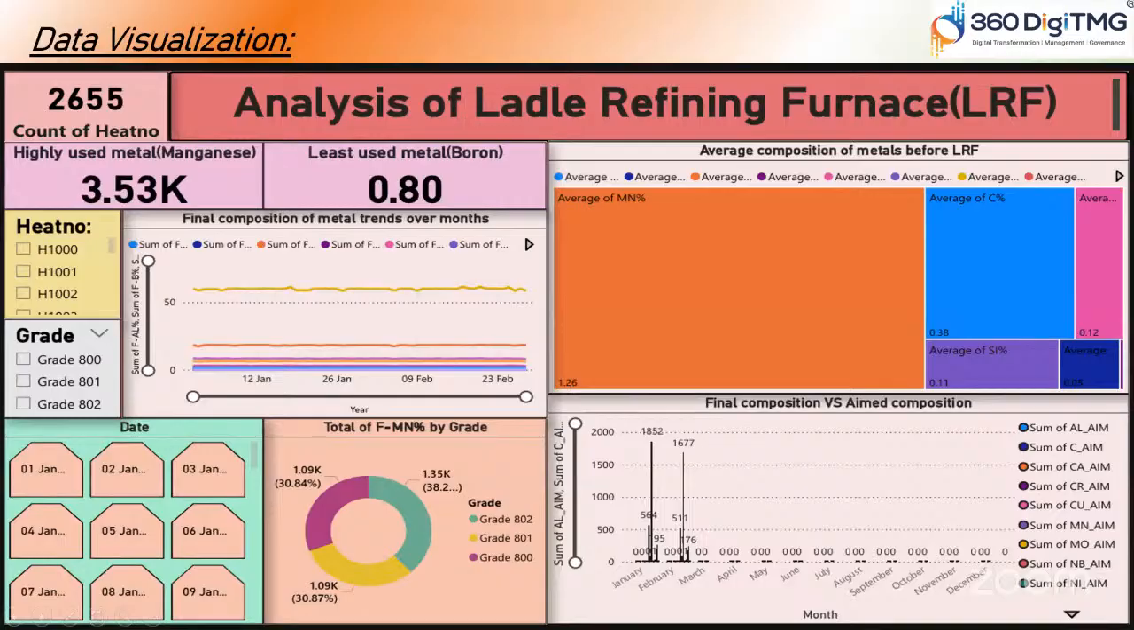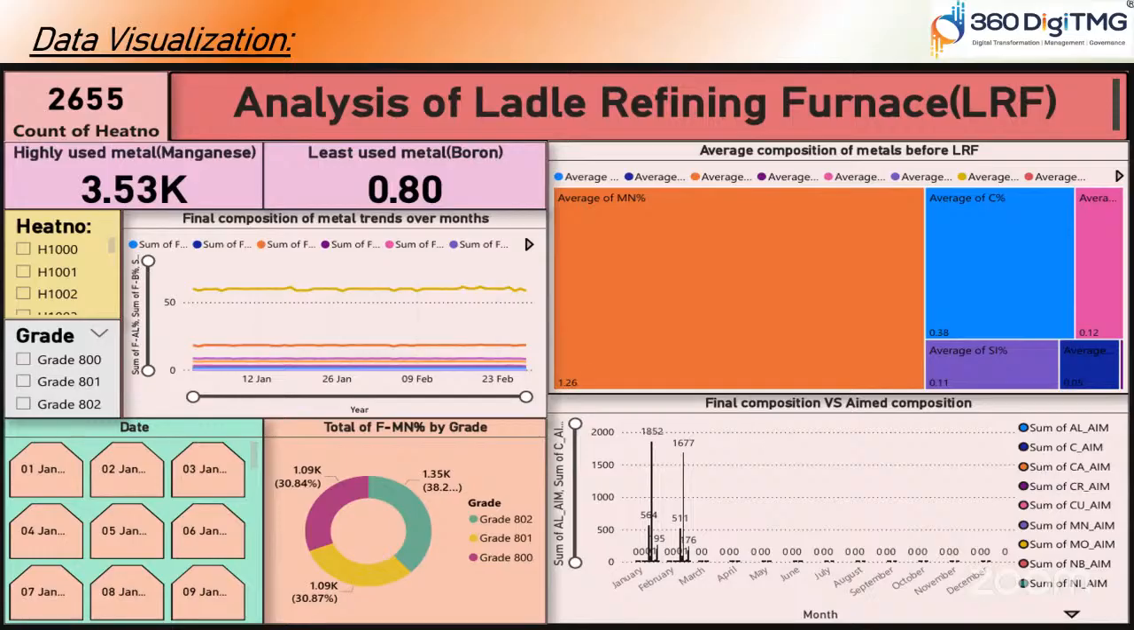So next, here you can see the top card with the count of heat, and then a line chart. This line chart shows the final composition trends over the month. It tracks the month-wise trend in metals like aluminum, silicon, and manganese. Manganese is consistently high, useful for understanding process stability over time.